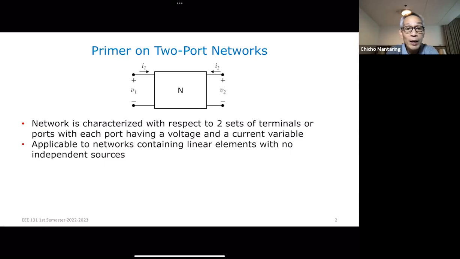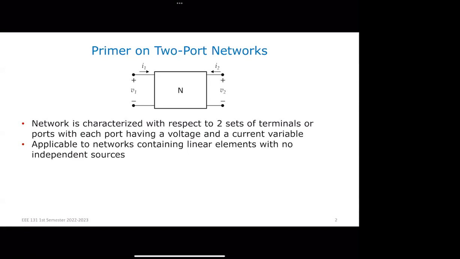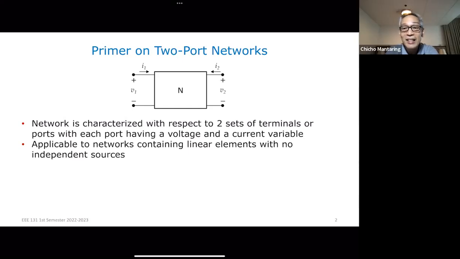The principles used in two-port networks can only be applied if this N consists of only linear elements with no independent sources. So we cannot have non-linear elements inside N. Okay, what are the linear elements that you know? Can somebody tell me what linear elements he or she is familiar with? What are your linear elements? Resistor, sir. Yes, that's a linear element. Anything else? Resistor only?